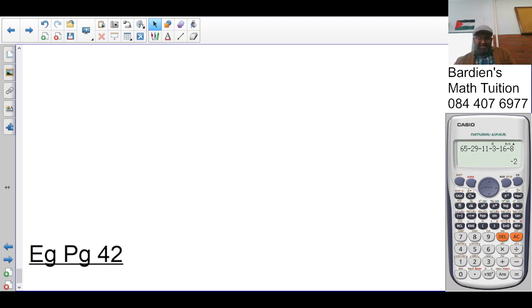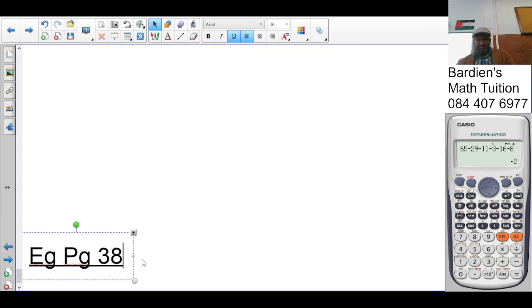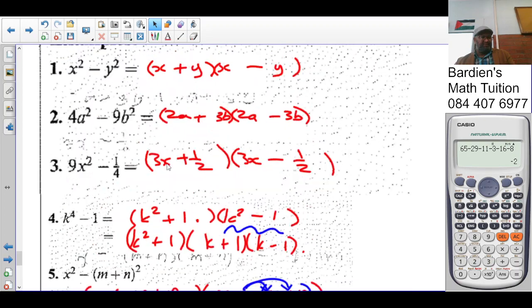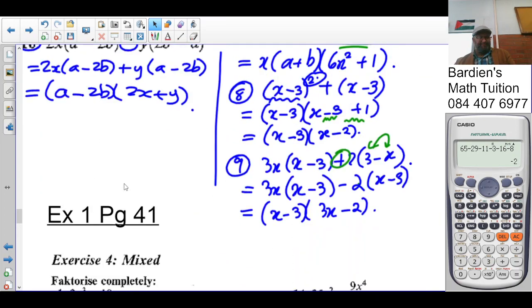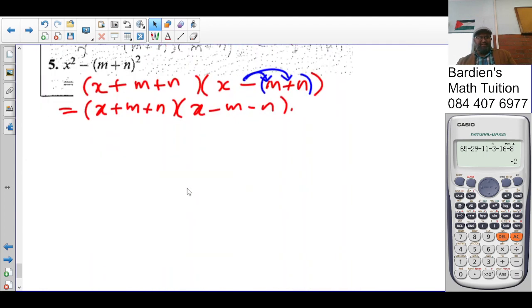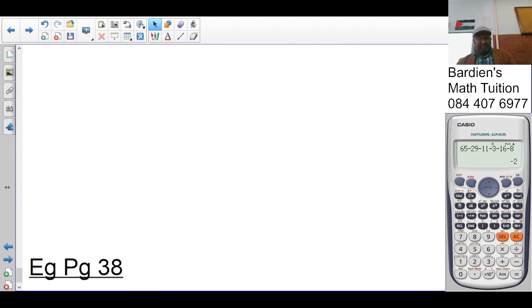So at page 38, why is it 42? Sorry? It's exercise 2. Exercise 2 is on page 38. Just put it in the group, please. Who normally puts the homework in the group?